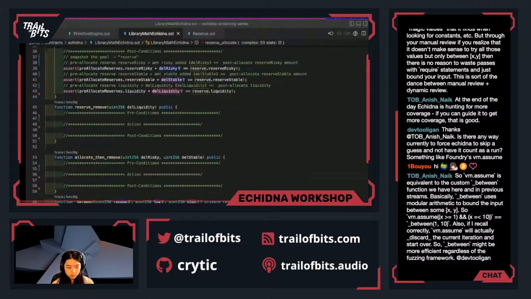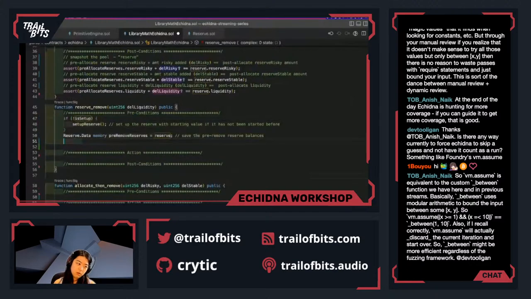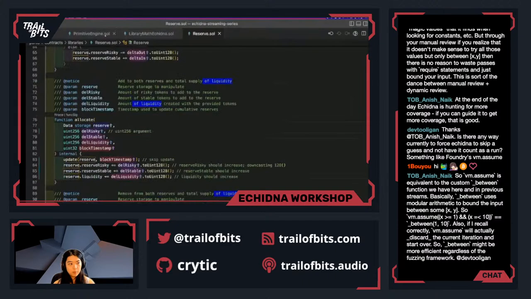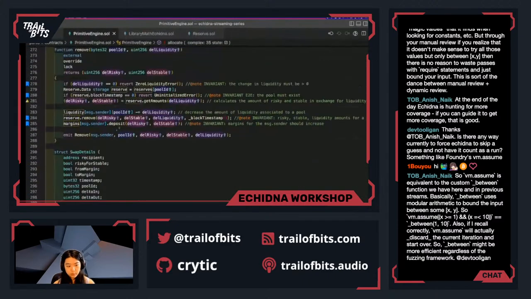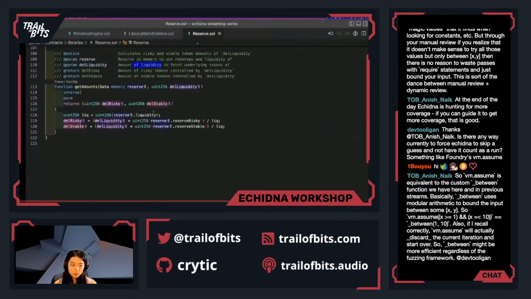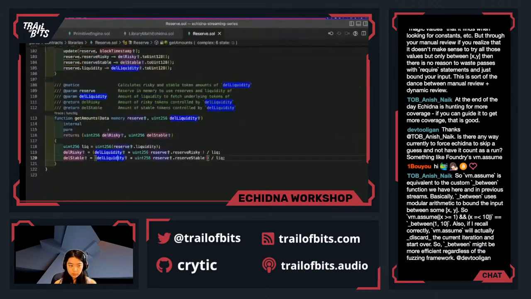So what we're going to do is essentially the same thing, making sure that the reserve is set up. You shouldn't be able to remove funds if the reserve is equal to zero. One thing to keep in mind, if we look at the remove function, it's going to call reserve.getAmounts. It's going to send the amount of liquidity that goes into the pool. If we take a look at getAmounts, this function is essentially the function that's being called.